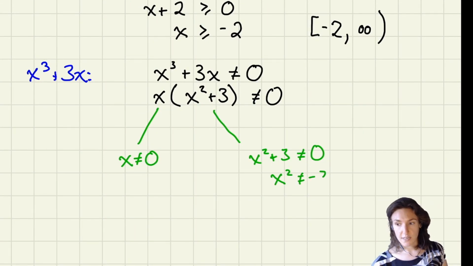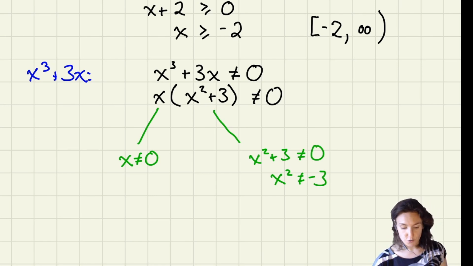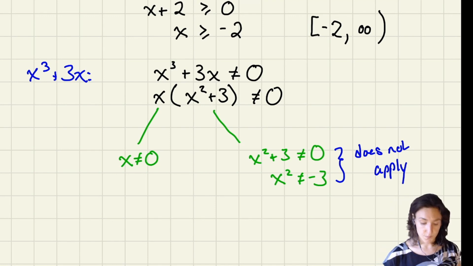x squared cannot be equal to -3, but is that allowed? No, it's imaginary. So this isn't even in our domain or codomain. Our function can't even have imaginary values. So this situation here does not apply to us. Even though we have that term on the denominator, it's not going to influence anything in our case.